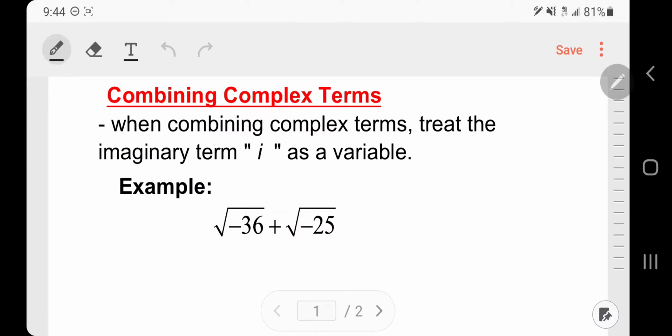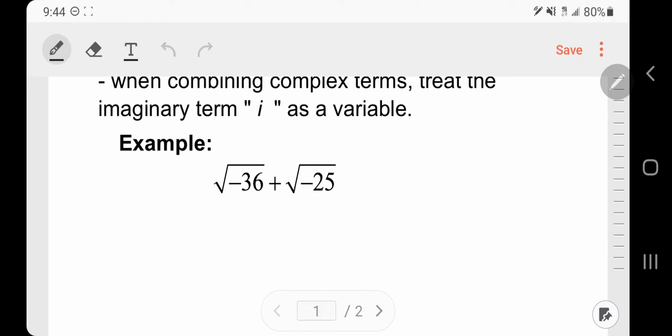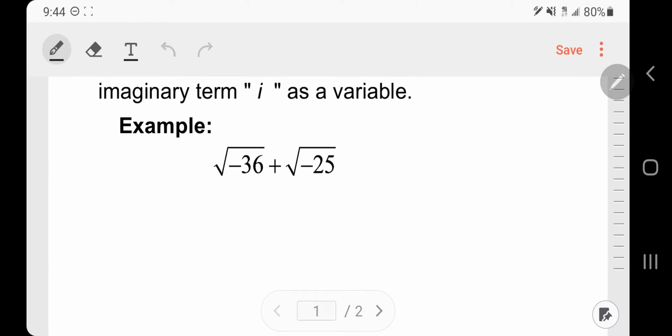Hey everyone. In this video, we're going to take a look at how to combine complex terms by either adding or subtracting. Okay, so we know that complex numbers focus on that imaginary term i, and pretty much what you do is, once you simplify, you're treating i as if it were just any variable. All right, so in this example, we have to first simplify the square root of negative 36 and the square root of negative 25 to get our expression in terms of i.